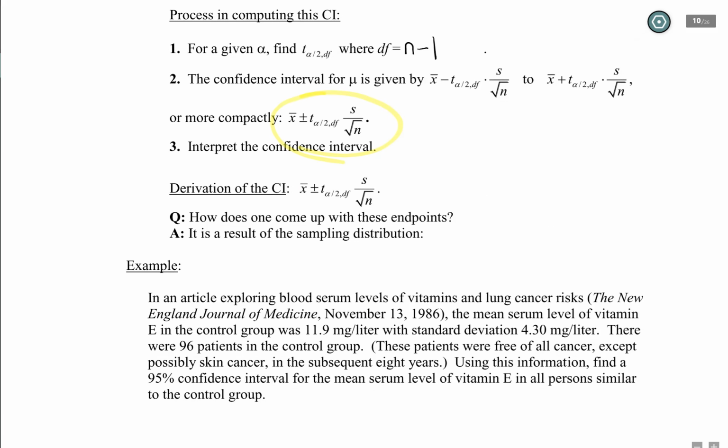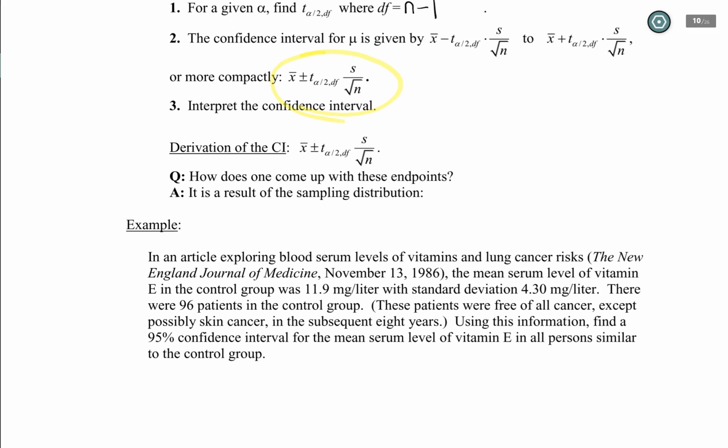Okay, derivation of the confidence interval. Where do these endpoints come from? So I'm going to ask this question again. It turns out it's a result of the sampling distribution of this ratio. X bar minus mu over S over root n is distributed as a t distribution if our population is normal.